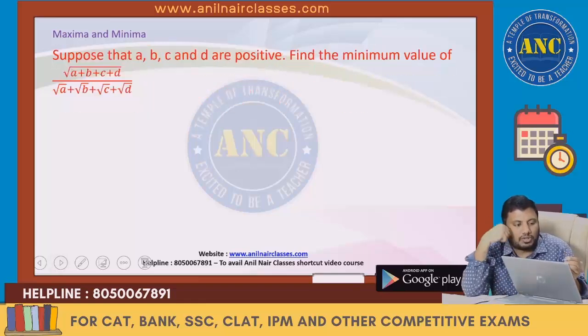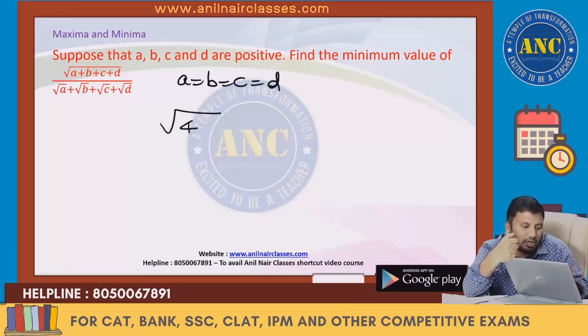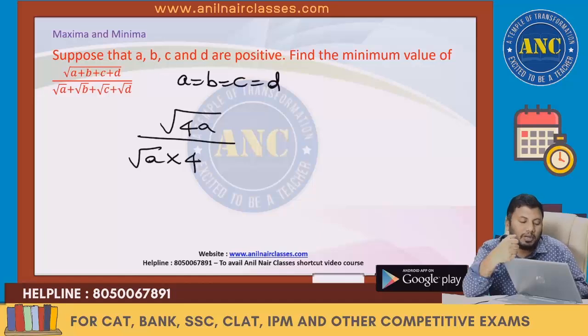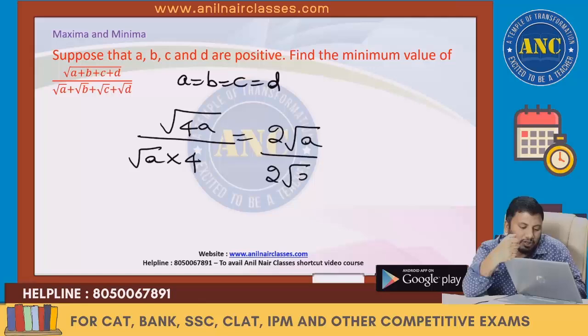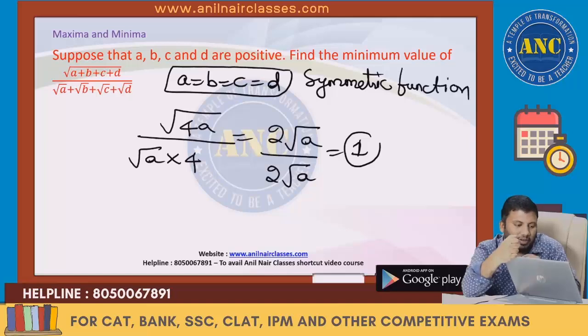See here, suppose that A and B and C and D are positive. It is a symmetric function. A equivalent to B equivalent to C equivalent to D. Root of 4A divided by root A into 4, root A plus root A plus root A. This is nothing but 2 root A divided by 2 root A, which is nothing but 1. Symmetric function, make the variables equal.